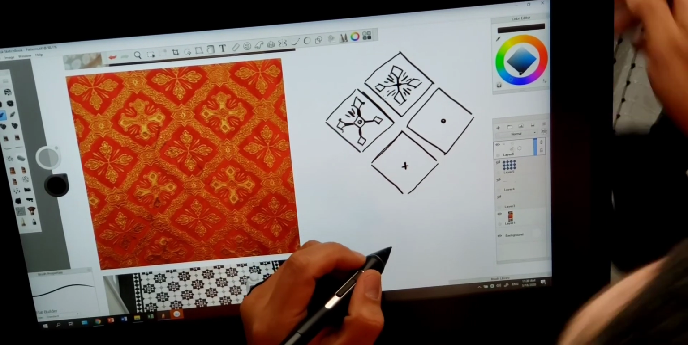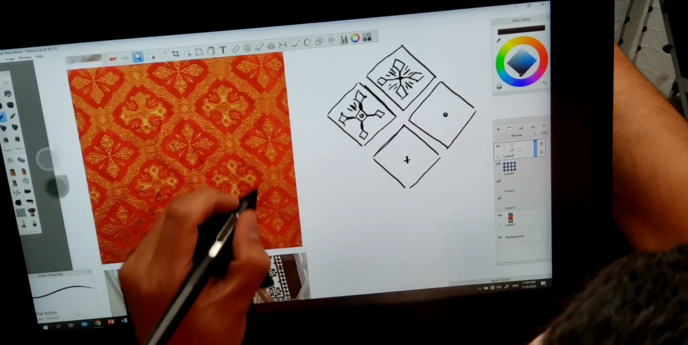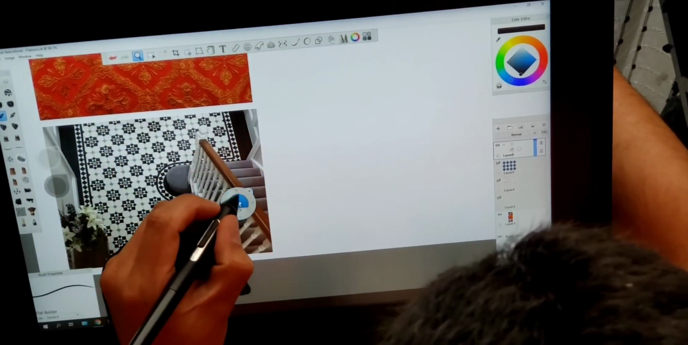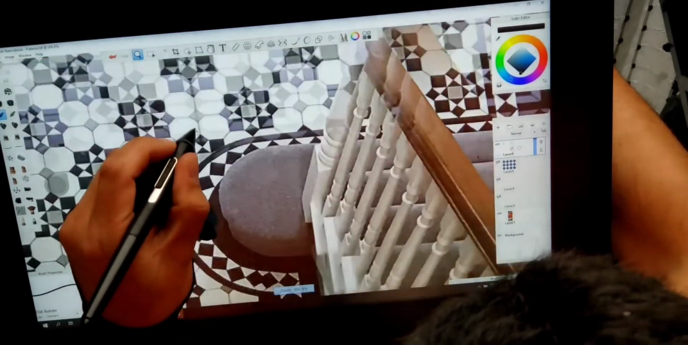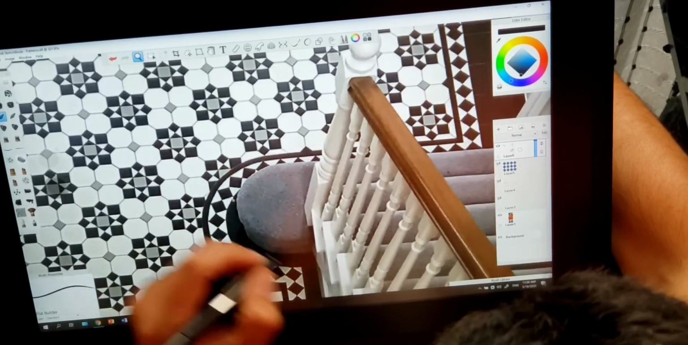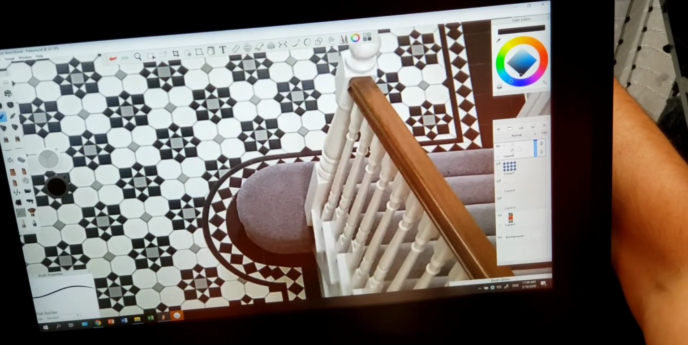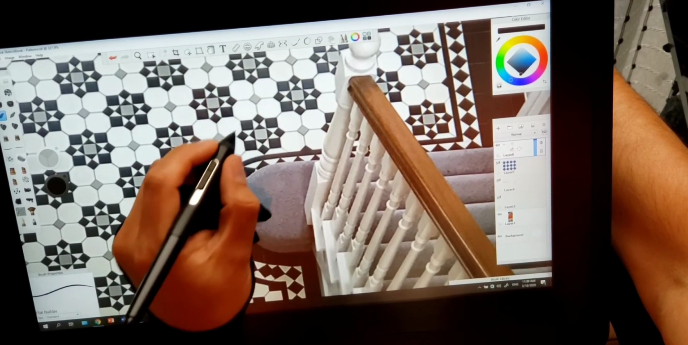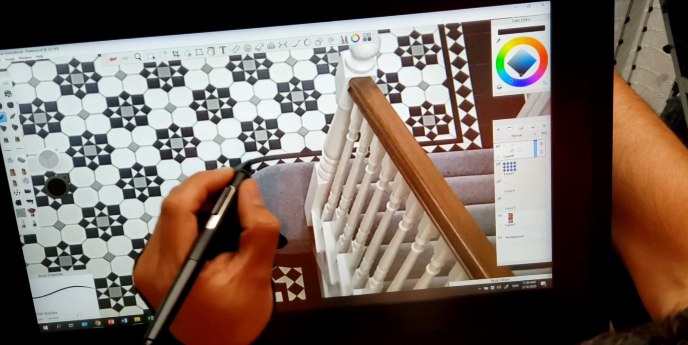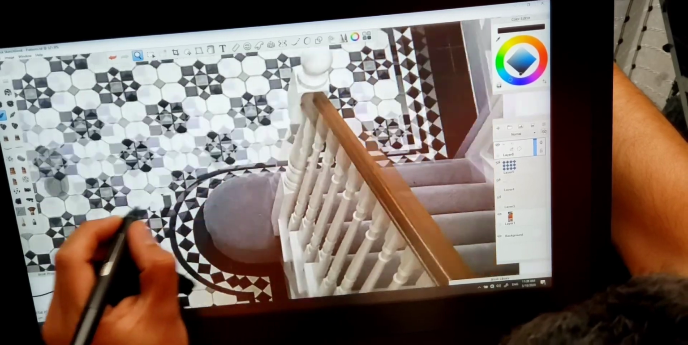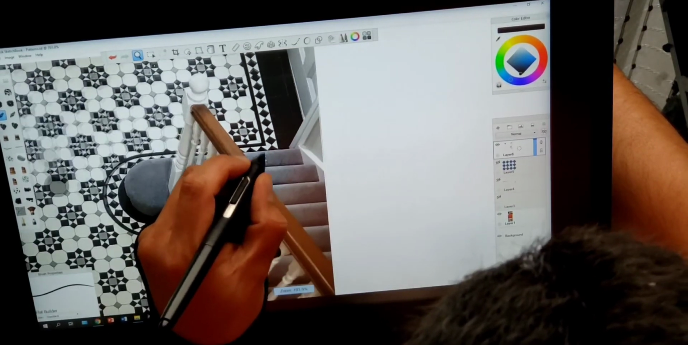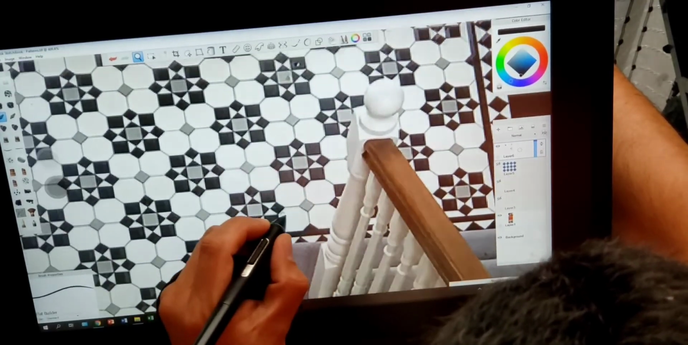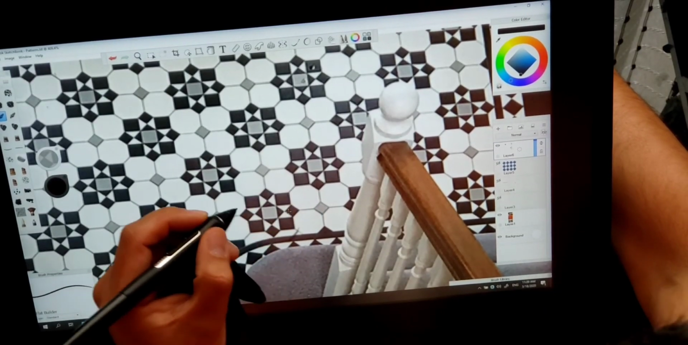Okay, then for the third one, you're going to see that this is a very fancy and nice floor. You're going to see many geometric shapes over here. Basically, you're going to see them on every tile. Let me show you what a tile here would look like.